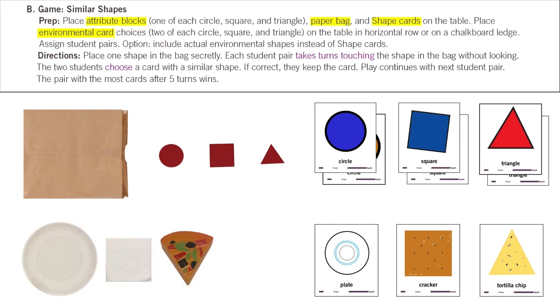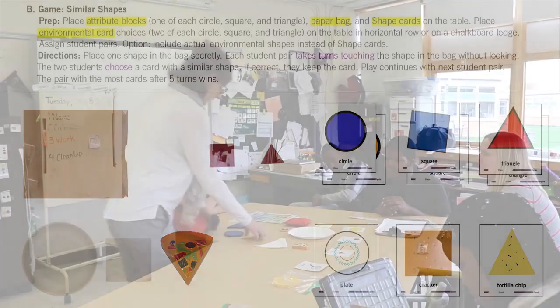When the lesson begins, place 1 shape in the bag secretly. Each student pair then takes turns touching the shape in the bag without looking. They then choose a card with a similar shape. If they are correct, they keep the card. Play continues with the next student pair. The pair with the most cards after 5 turns wins.